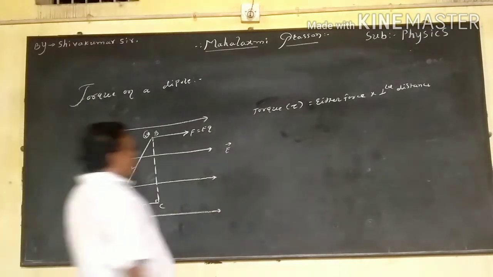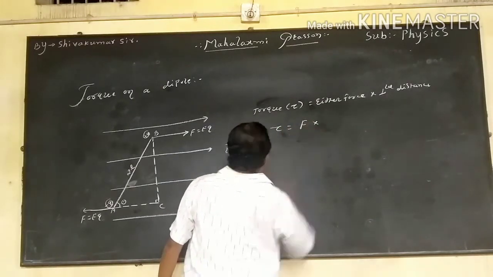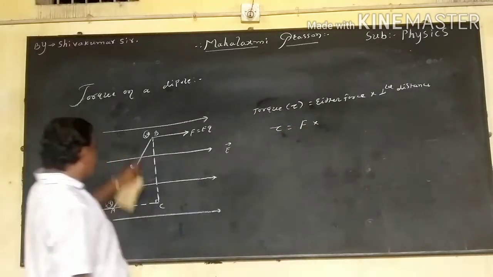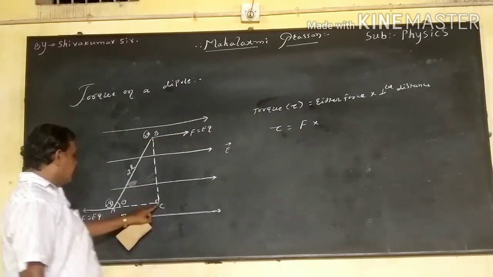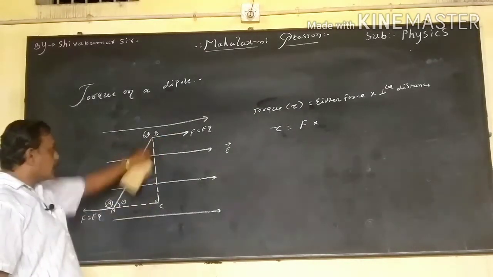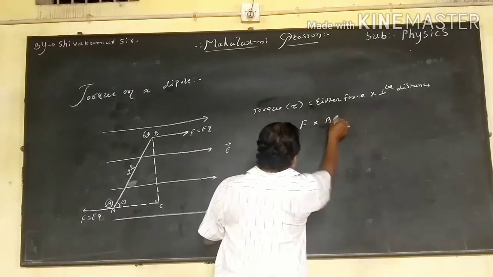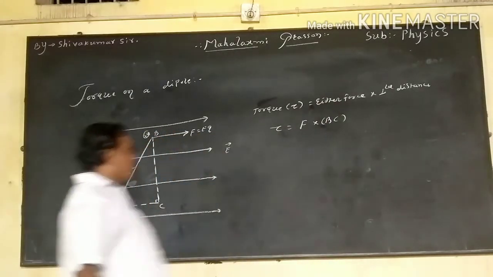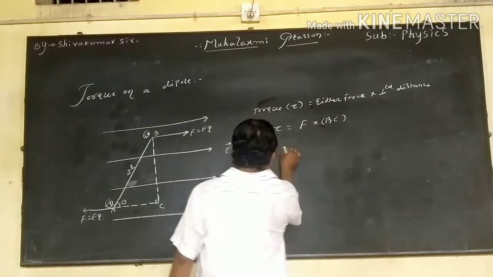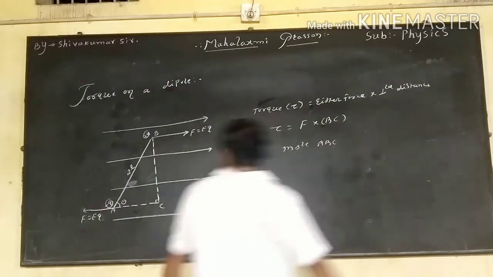What is that either force? Torque tau equals either force, take any one, F. What is the perpendicular distance? For this force the perpendicular distance is BC, and for this force the perpendicular distance is BC. So the perpendicular distance is BC. I need BC. Then I go for the triangle. In triangle ABC, I need this BC.